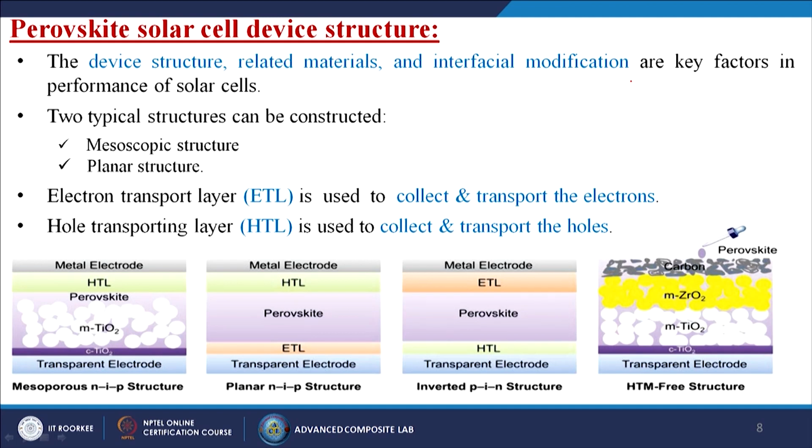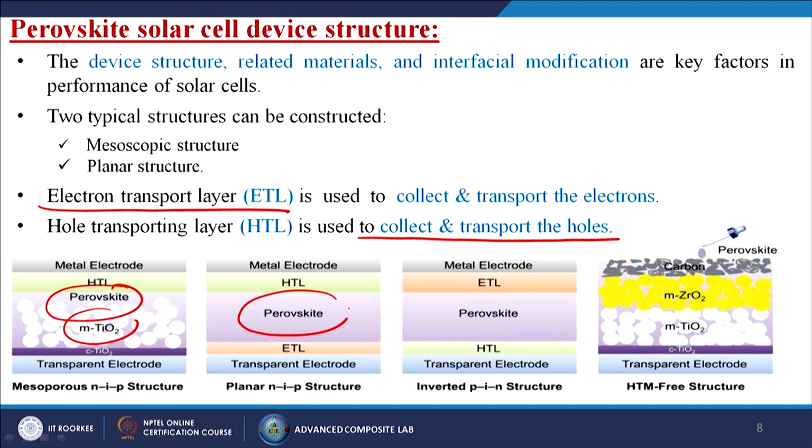In this case, the electron transport layer, or ETL, is used to collect and transport the electrons. The HTL, whose full form is hole transporting layer, is used for collecting and transporting the holes. In this image we have shown many different structures, like the mesoporous NIP structure, where we use the perovskite material with mTiO2. In the planar case, we use the perovskite material in between the HTL and the ETL.